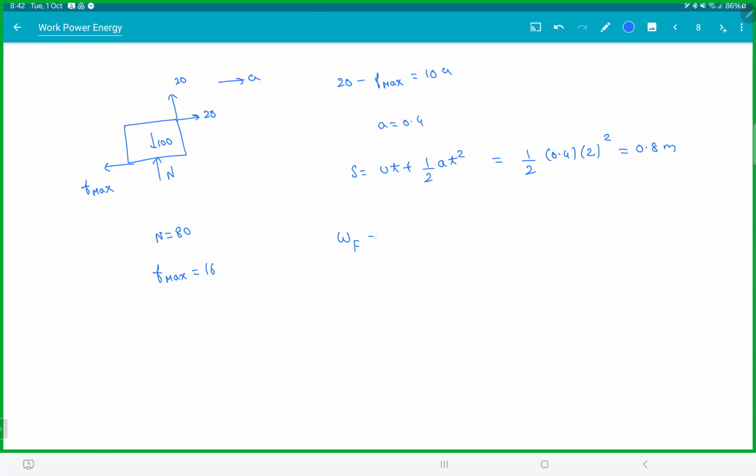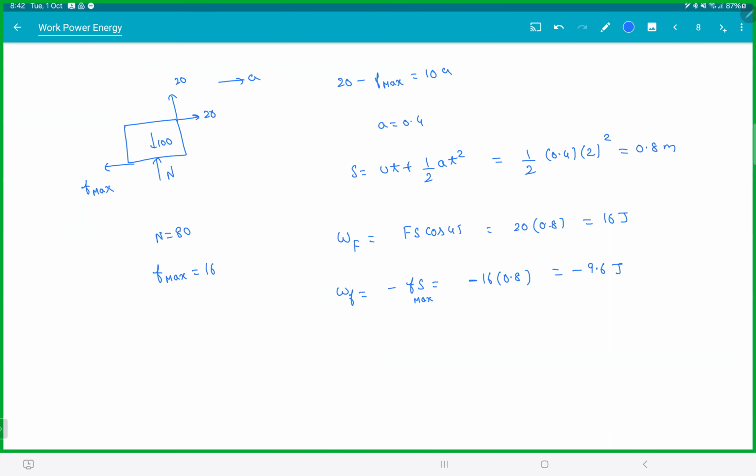Work done by force is F s cos 45. That's 20 into 0.8, that is 16 joules. Work done by friction is minus F into s, which is minus 16 into 0.8, minus 12.8 joules. Am I right? Did I mess up?